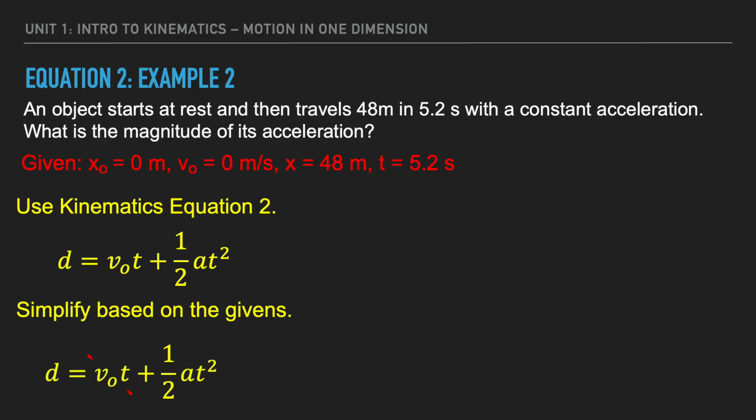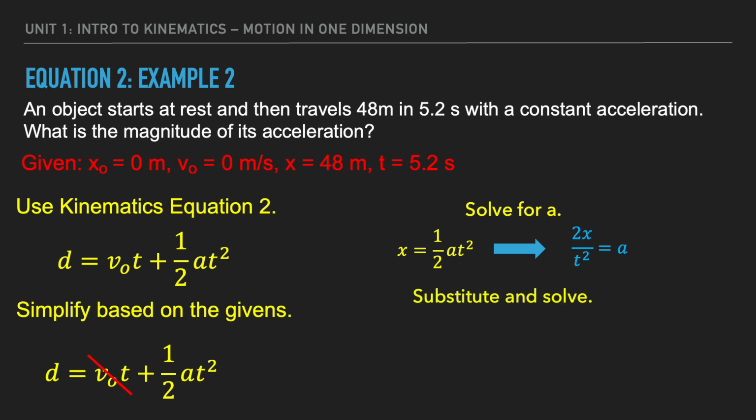Simplify based on the givens. So again, the v naught term goes away. In this case, we're solving for a. So my x equals 1/2 at squared, or d, so I substituted the value there. So that turns into this right here. Make sure we can follow the algebra to get to the blue equation there. Substitute and solve. We should get about 3.6 meters per second squared for the acceleration of this object.